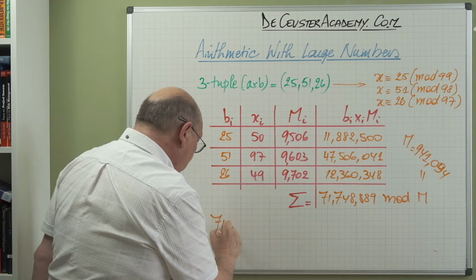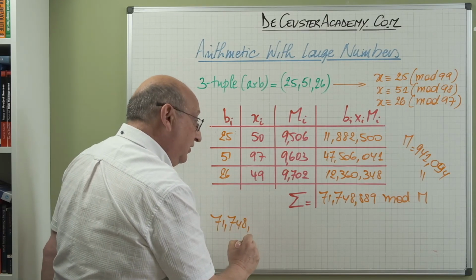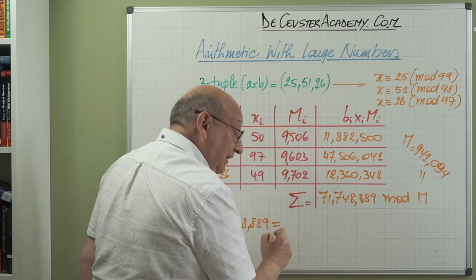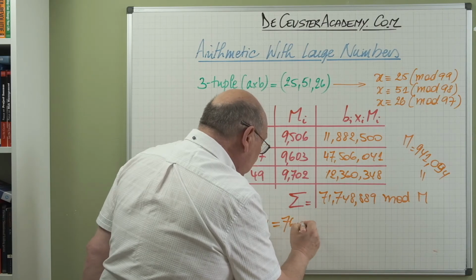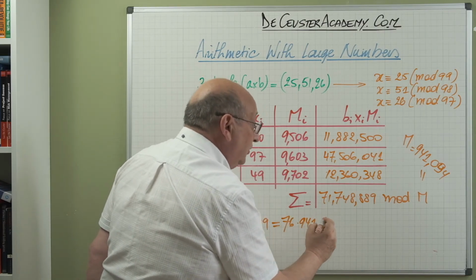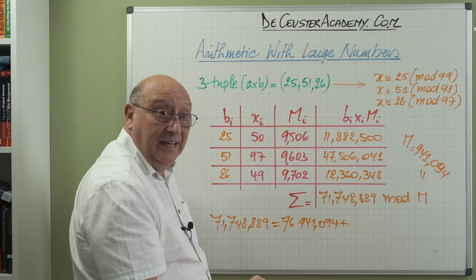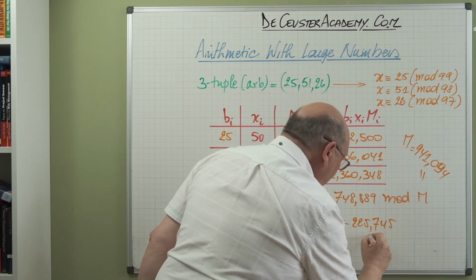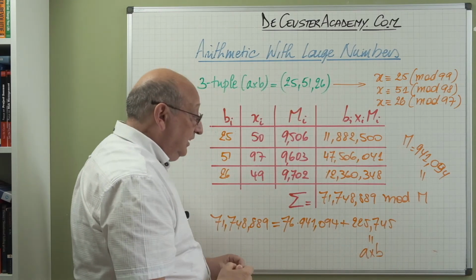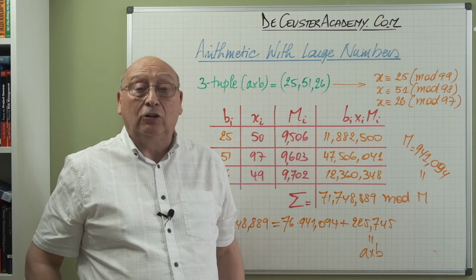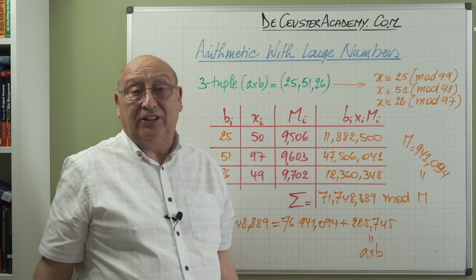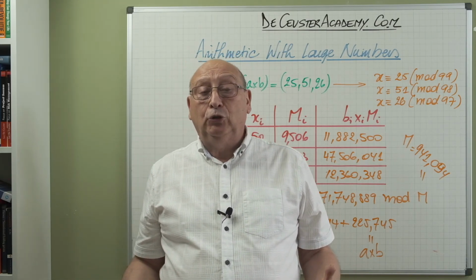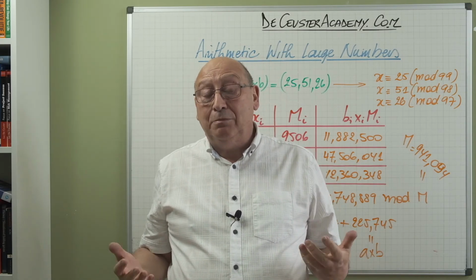Based on this, we can say that 71,748,889 can be written as 76 times 941,094 with a remainder of 225,745, which is A times B. Since these are relatively small numbers, we can verify the result very quickly using a standard calculator. So that's what I wanted to show you: how to deal with large numbers, how to use the computer using the n-tuples and the Chinese remainder theorem.